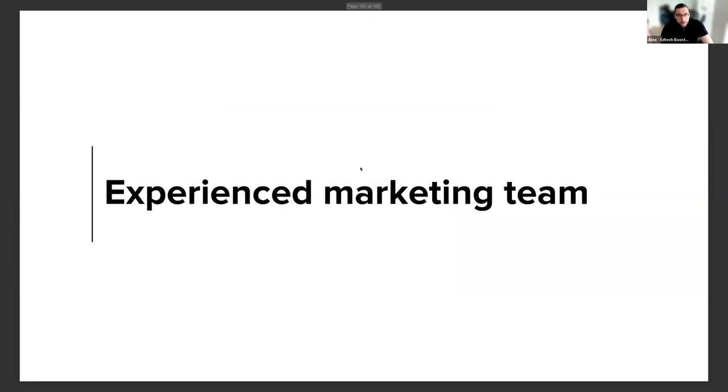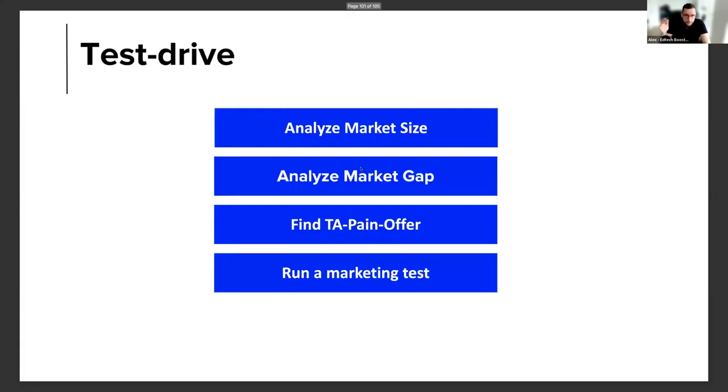So we have an experienced marketing team, and our sweet spot is somebody who is now outside of the US, but who wants to launch and scale their product in the US market. This is our sweet spot. So if you are somewhere outside of the US, or if you are in the US and you want to launch and scale your business here, this is who we work with.